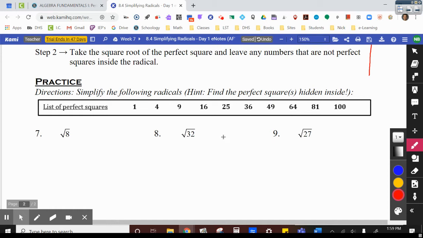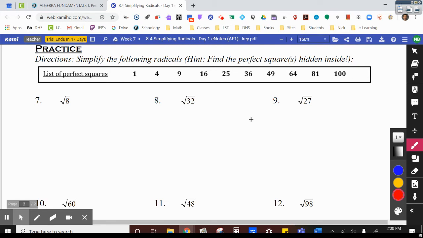All right, so the directions say to simplify the following radicals by finding the perfect squares. So again, here's a list of those perfect square factors. You're going to see these numbers a lot, so hopefully you'll start picking up on what these numbers are, because they'll be all over the place, okay?